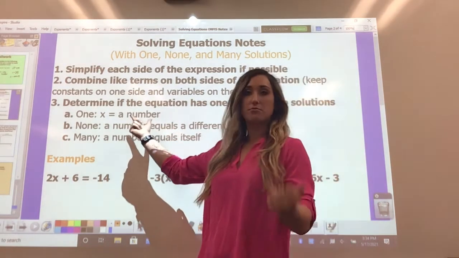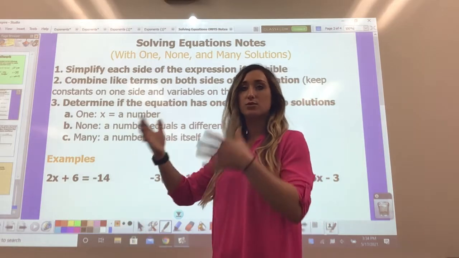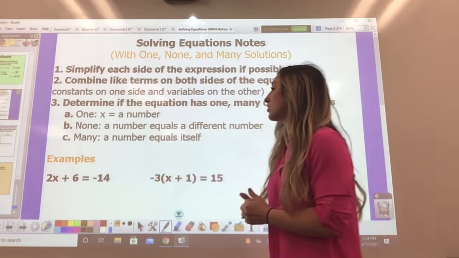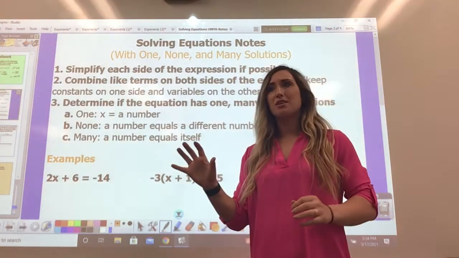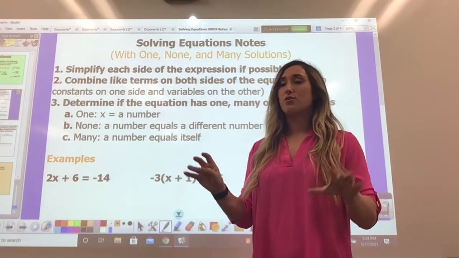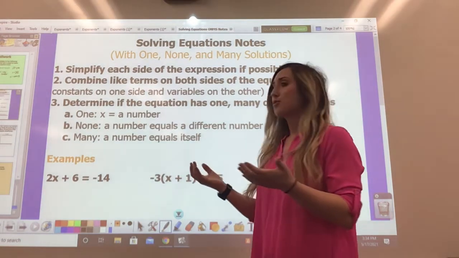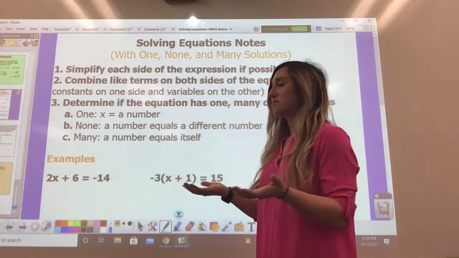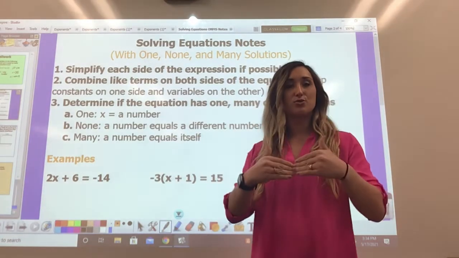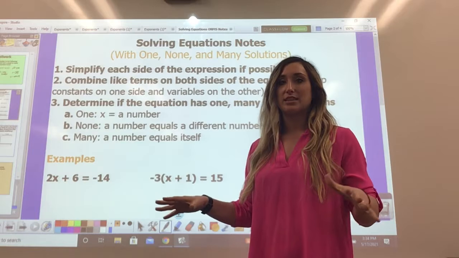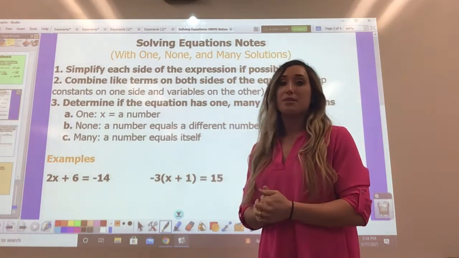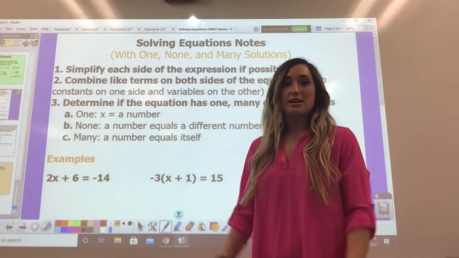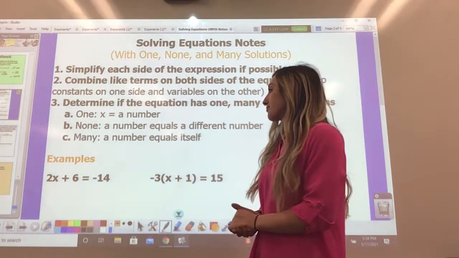So one, we'll get just like what we normally do. x will equal some number. No solutions will occur if one number equals a different number. So for example, if you get 0 equals 5, well 0 doesn't equal 5, so the equation came to a conclusion that doesn't make sense. Also, if it's a problem like the bell work and you get x equals the square root of a negative number, we know that that is not a solution either.